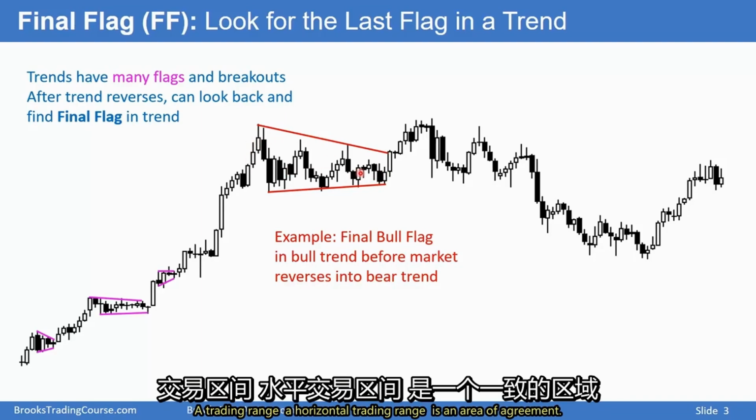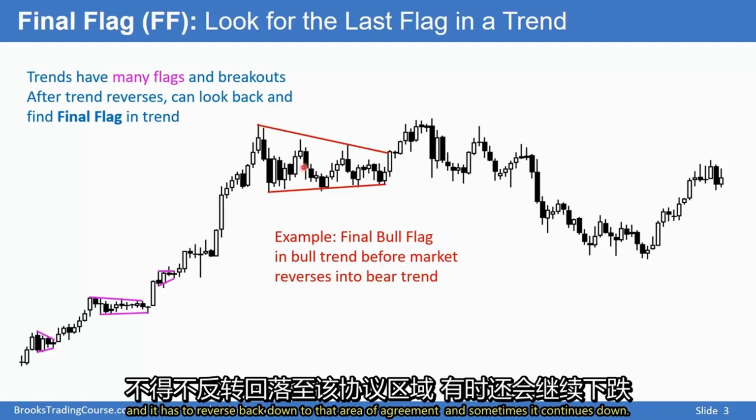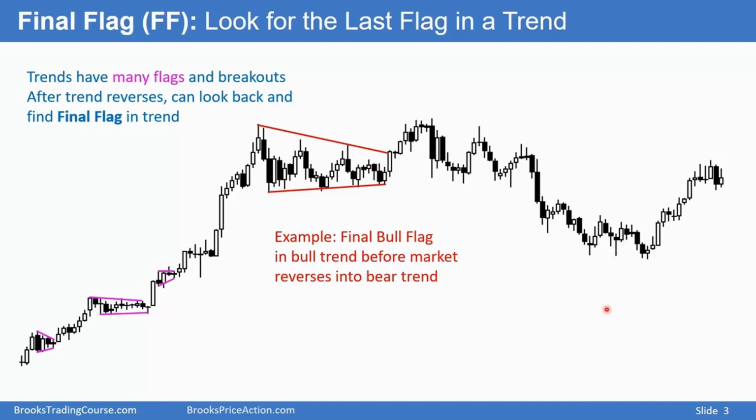A trading range, a horizontal trading range, is an area of agreement. If the market breaks above that area of agreement, it often discovers that the price is too high and it has to reverse back down to that area of agreement, and sometimes it continues down.